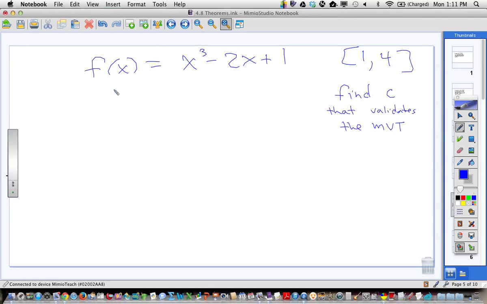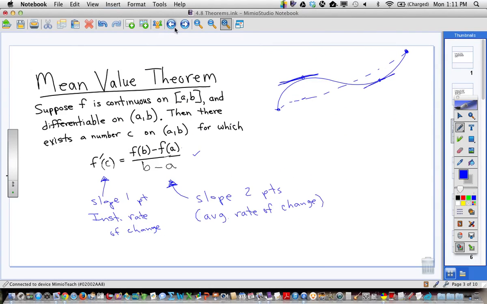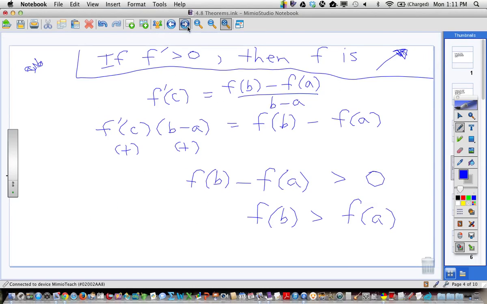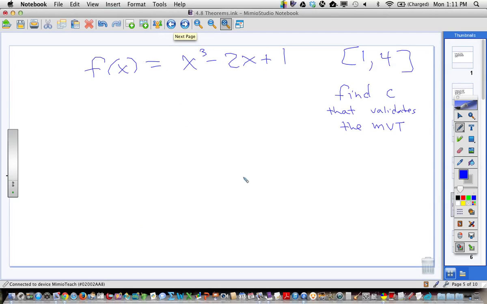So, you peek back at what your mean value theorem said. It said this: continuous, differentiable, little formula. Okay, somebody got an idea of what we might do here? Plug in a 1 and a 4. I would agree. We're going to need the slope between the endpoints, aren't we? So we're going to need f of 4. I think your work ought to look just like this. It ought to be basically the formula.